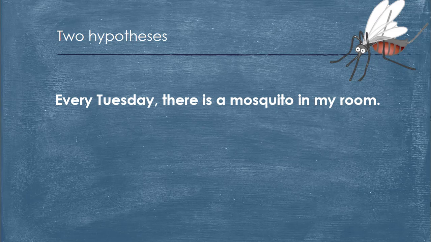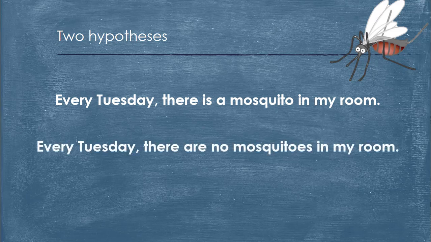Is it falsifiable? Well, it's not actually falsifiable. I can't actually prove that it's false, because if you didn't see one on the camera, maybe the camera just didn't pick it up. How can you 100% prove that there wasn't a mosquito in the room on Tuesday? It's not falsifiable, which actually makes this not a good hypothesis.